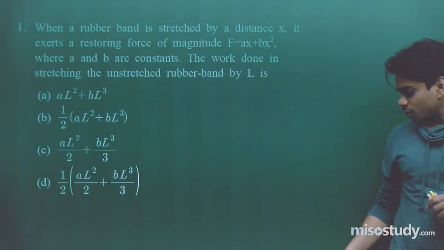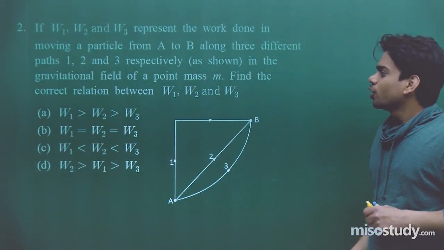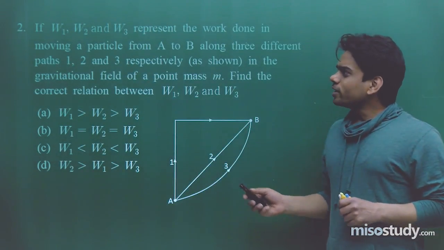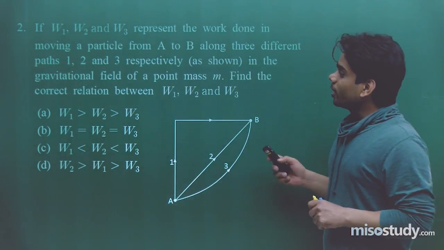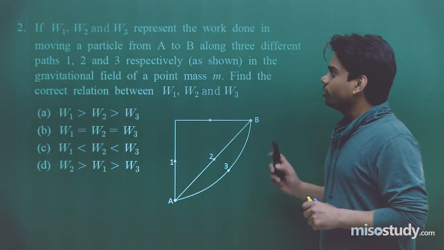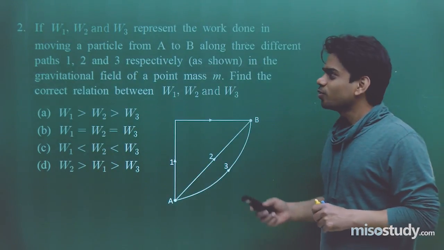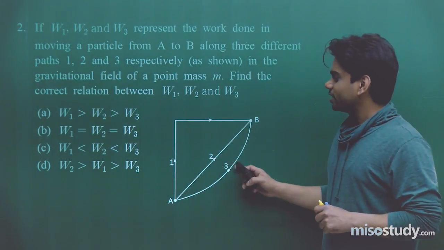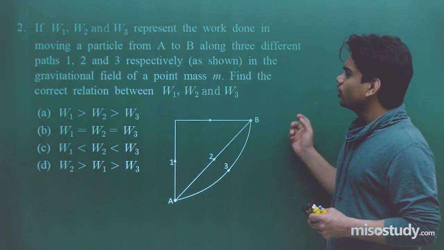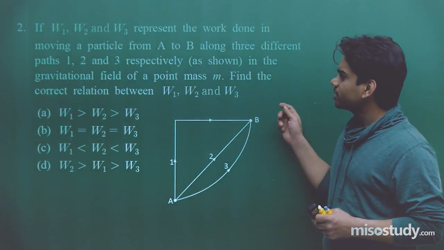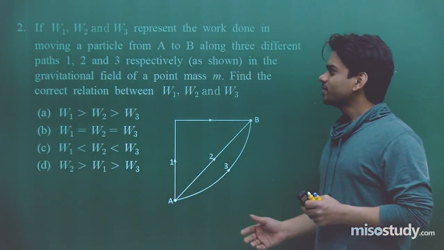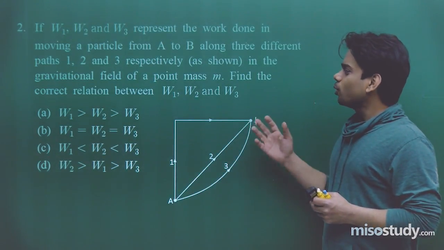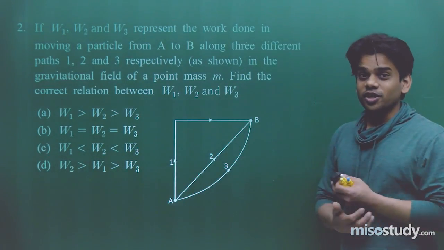Now here comes the next question of the day. Question number 2. If W1, W2 and W3 represent the work done in moving a particle from point A to point B along 3 different paths, 1, 2 and 3 respectively, as shown in the gravitational field of a point mass small m. So we have this gravitational field of point mass small m. Find the correct relation between W1, W2 and W3. This is a previous JEE question.